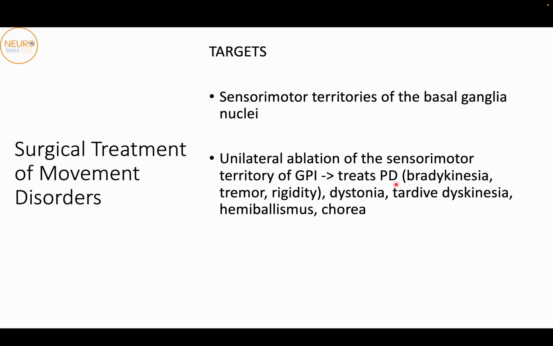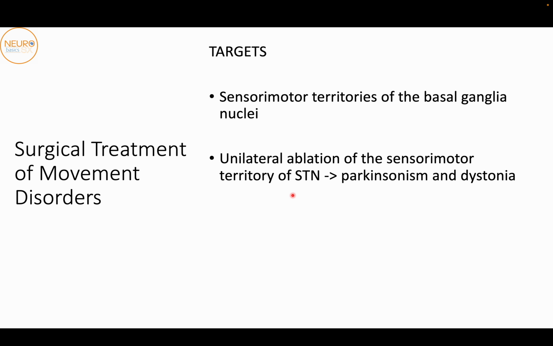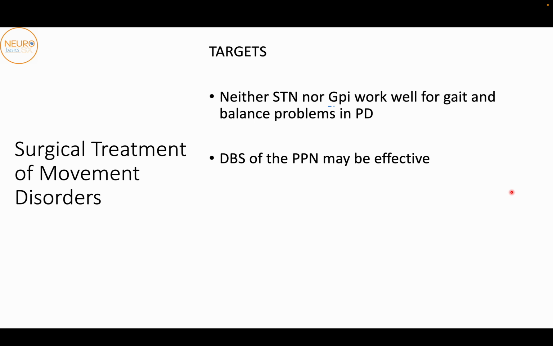An important aspect to remember about PD and GPI is that it treats the bradykinesia, the tremor, and the rigidity, but it does not treat the other aspects of PD. On the other hand, ablating or stimulating the STN is able to manage Parkinsonism and dystonia. But for dystonia, a more commonly used target is going to be GPI. Neither STN nor GPI are going to work very well for gait and balance problems in PD. A slightly newer target for gait and balance problems in PD is the pedunculopontine nucleus.